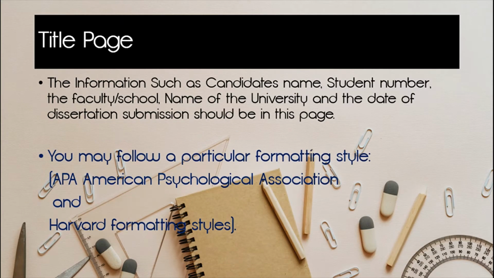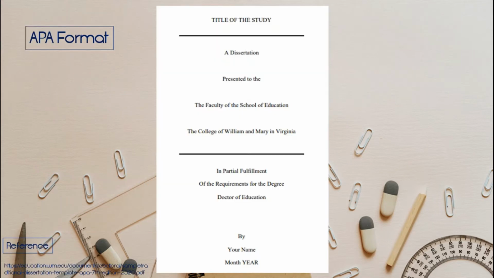Title page. Information such as the candidate's name, student number, the faculty and school name of the university, and the date of dissertation submission should be on this page. You may follow a particular formatting style, such as APA, American Psychological Association, or Harvard formatting styles. APA format.